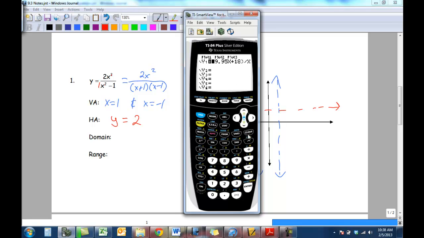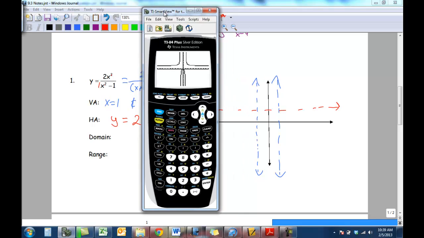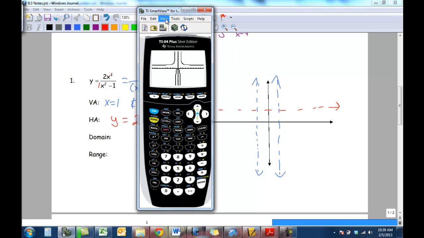Y equals, we're going to do 2x squared divided by, make sure you put the denominator in parentheses because it's subtraction down there. And I'm going to zoom 6 it. Whoa, look at that thing. I'm going to keep this on top.